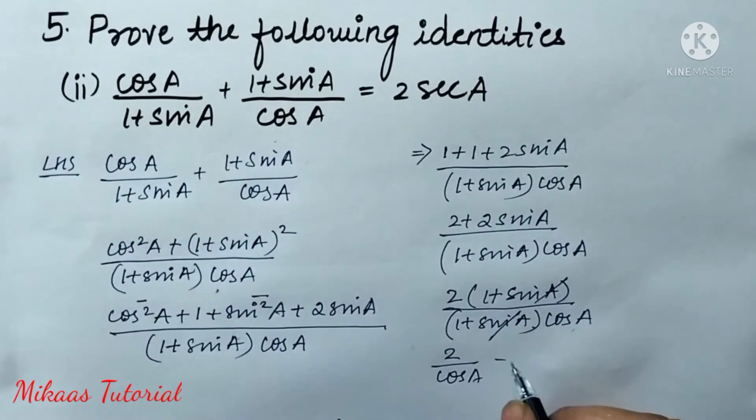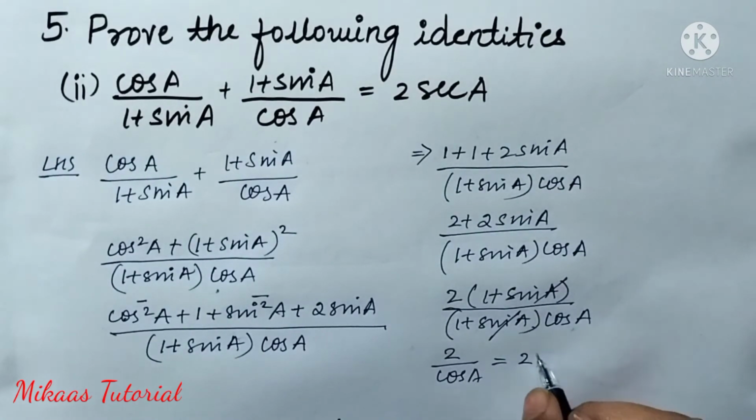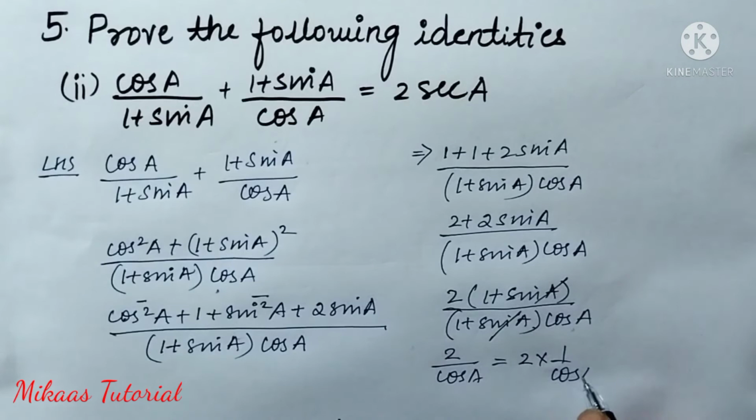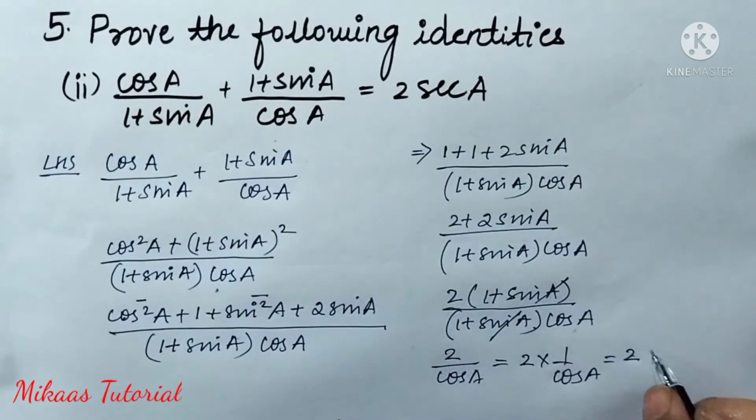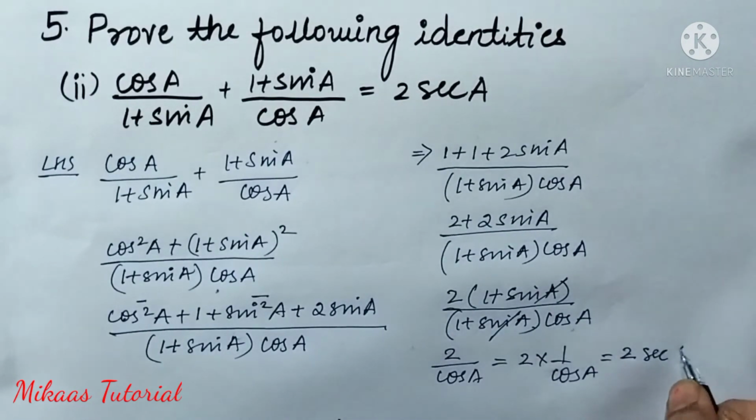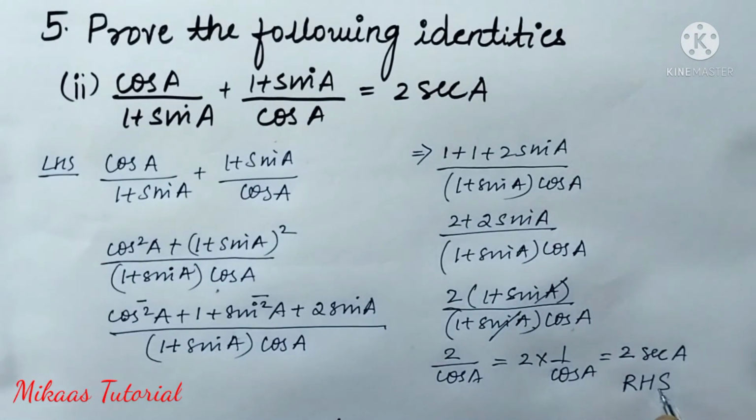1 by cos a is what? It is 2 into 1 by cos a, no? So we can write it as 2 secant a. So this is the RHS which we require.